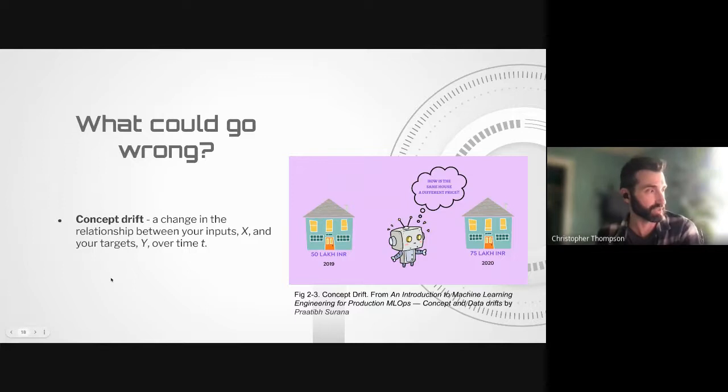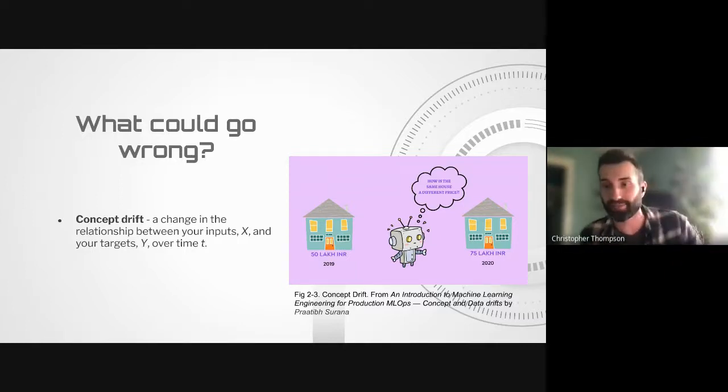So the first one is concept drift. When you have inputs, your X, and your outputs, the thing you're predicting, your Y, the machine learning model, when it trains, finds a relationship between those two things so that it can predict the Y based on the X inputs, right? Well, at some point, the relationship might change. So the model you have out there, you're still feeding it X inputs, but it starts giving you the wrong predictions, right? And a great example is this right here.